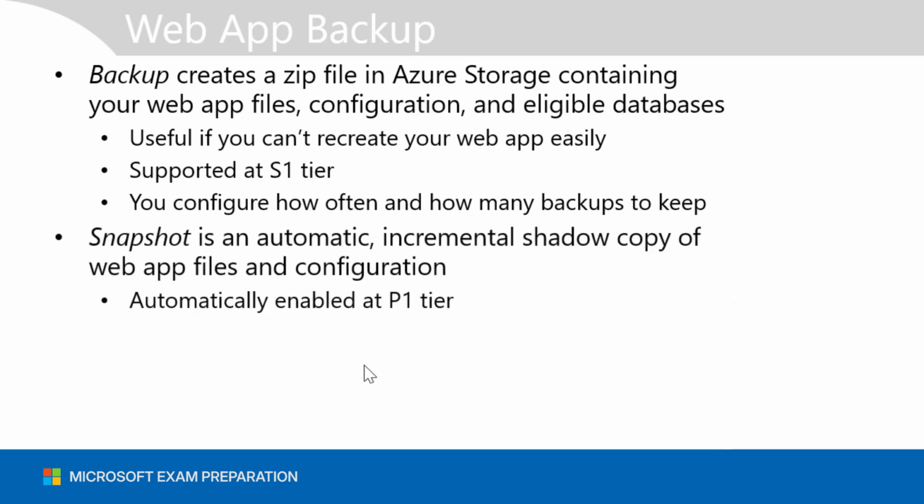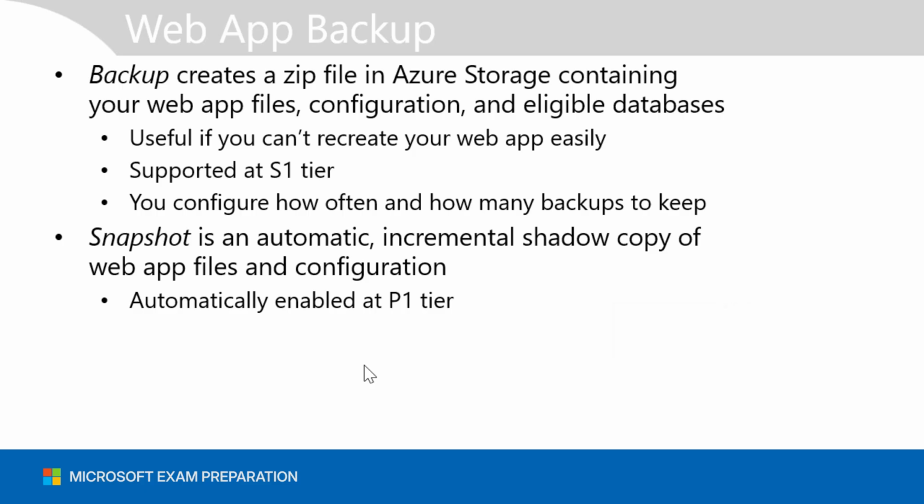The other thing that's similar to that is called a snapshot. This is an automatic incremental shadow copy of your web app. So it's a little more sophisticated than a backup. That's why it's enabled at the P1 tier. These can be useful if you want to capture incremental copies of your code in case you need to restore something.